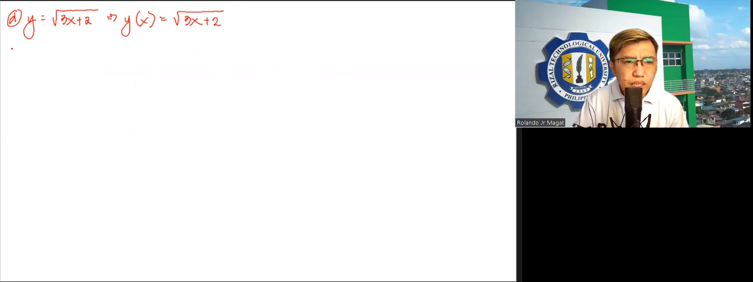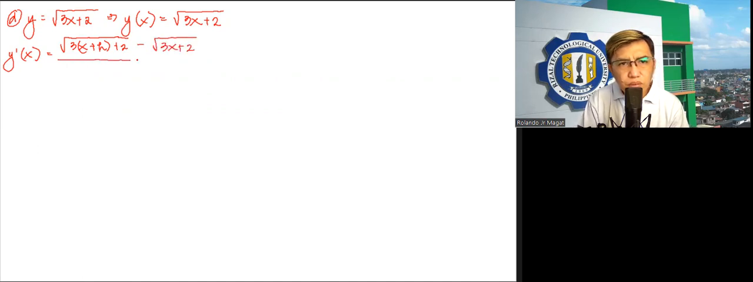Now, again, to simplify it, we have y prime of x, I'll go straight to it, is equal to the square root of 3 times x plus h plus 2 minus the square root of 3x plus 2, all over h. I forgot the limit. The limit as h approaches 0.